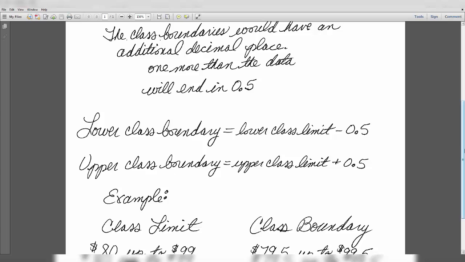There's a 5 at the ending. So in calculating this, you would take your lower class limit and subtract by 0.5. This is just an example. As I've said, it could be 0.005, but the key point is it ends with the 5. For the upper class boundary, you would add.